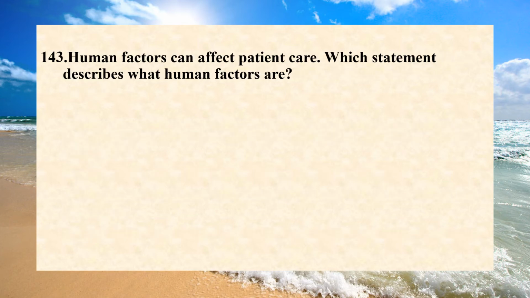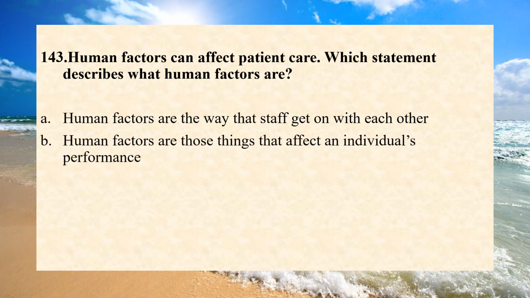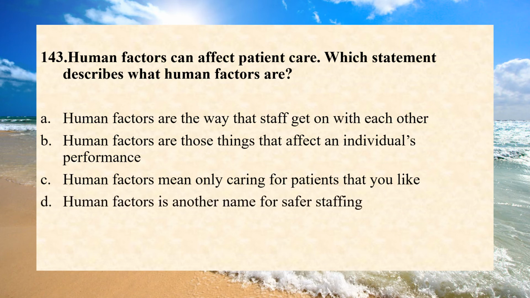Human factors can affect patient care. Which statement describes what human factors are? Option A, human factors are the way that staff get on with each other. Option B, human factors are those things that affect an individual's performance. Option C, human factors means only caring for patients that you like. Option D, human factors is another name for safer staffing. Answer is B, human factors are those things that affect an individual's performance.